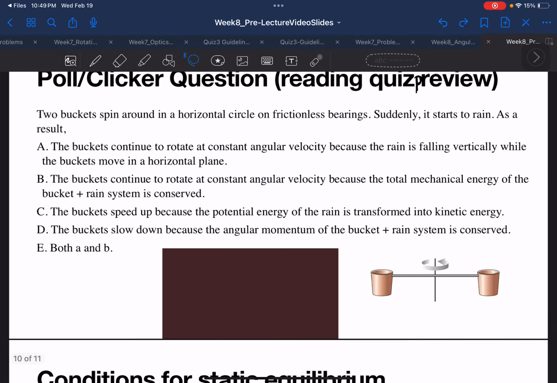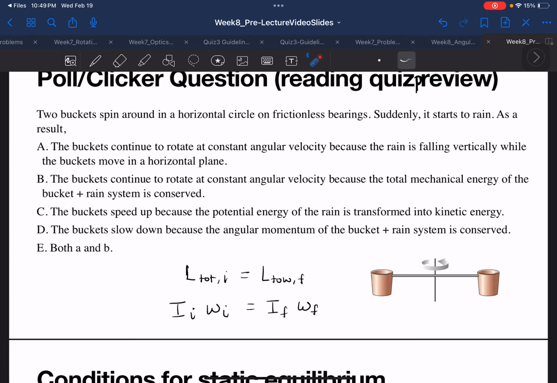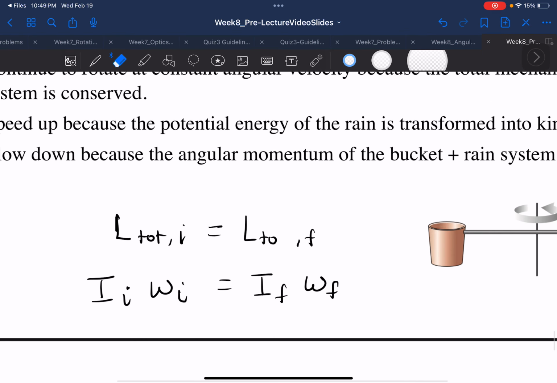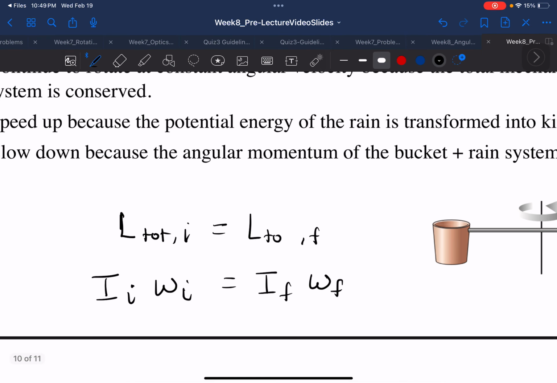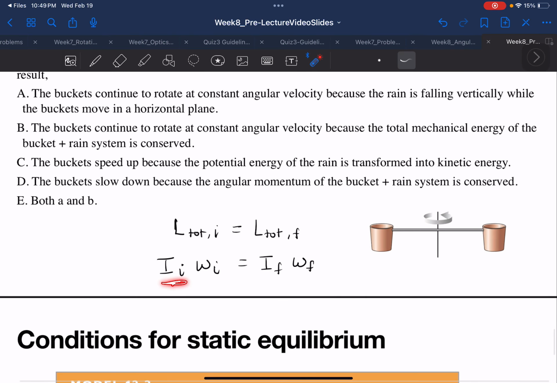So if angular momentum is conserved, then we can say that the total angular momentum of this bucket system initially, before the rain falls in, and the total angular momentum afterwards, as the rain is falling in, should be the same. Well, I is the moment of inertia of this bucket plus bar system. So you can basically do mr squared for this bucket, mr squared for this bucket, add them up, and you get your initial moment of inertia. And it has some angular velocity it's spinning with.